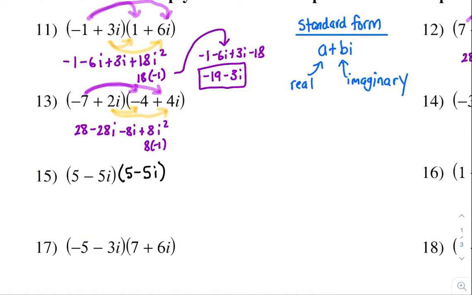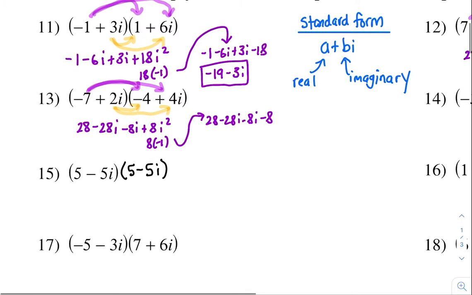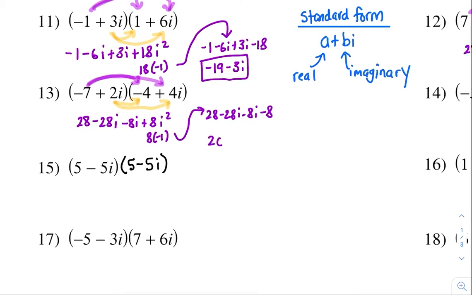So I just said i to the second is negative 1. So we have 8 times negative 1 there. So we have 28 minus 28i minus 8i minus 8. 28 minus 8, because real numbers go in the front because of standard form. That is 20. Negative 28i minus 8i is negative 36i.